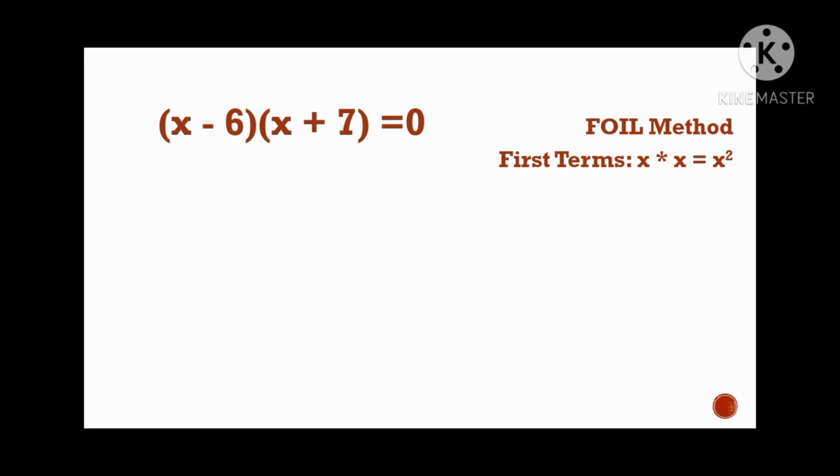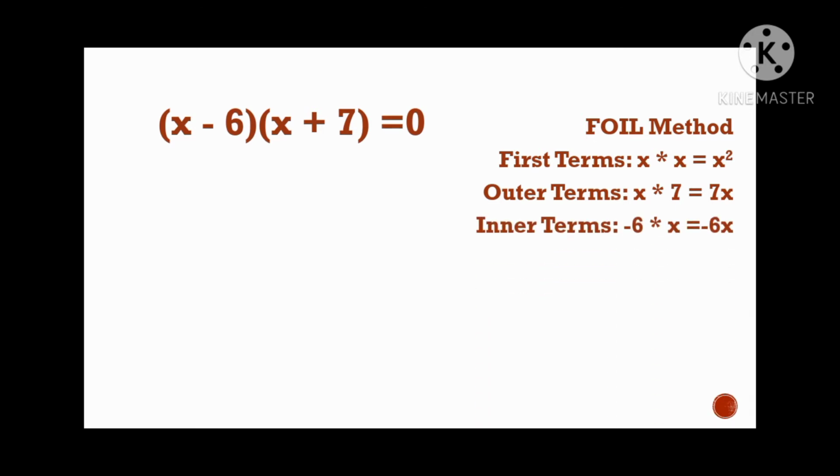And then O for the outer terms. And sa equation na to, the outer terms are x and 7. So x multiplied by 7 is equal to 7x. Now we have the inner terms. The inner terms are negative 6 and x. So, negative 6 multiplied by x is equal to negative 6x.